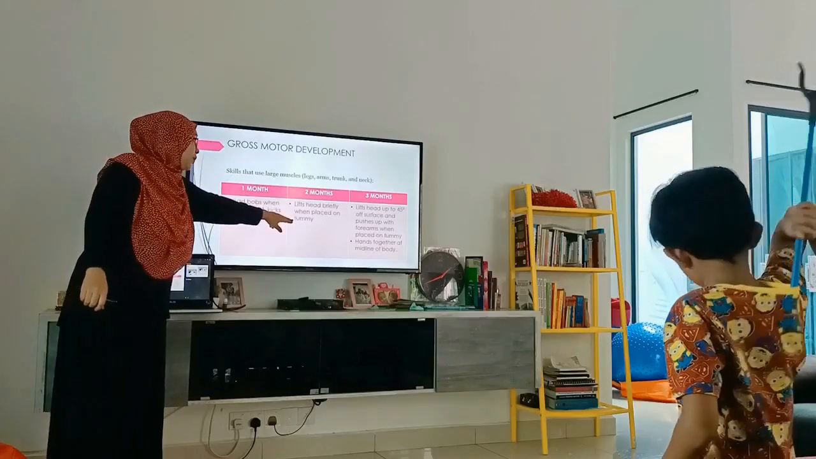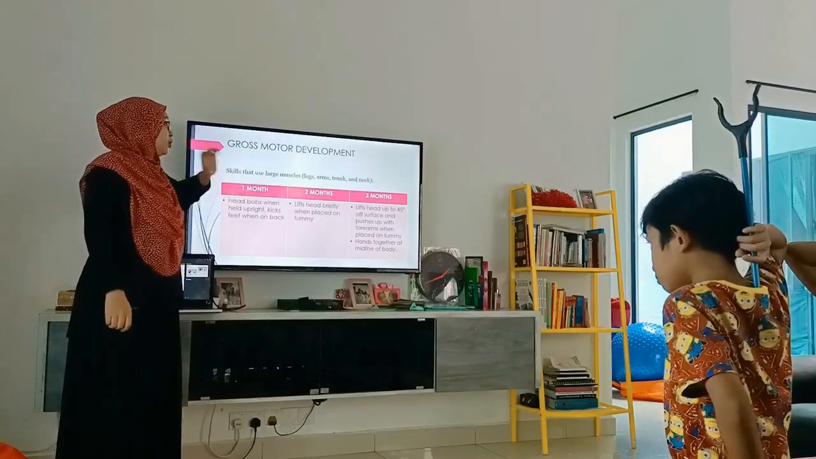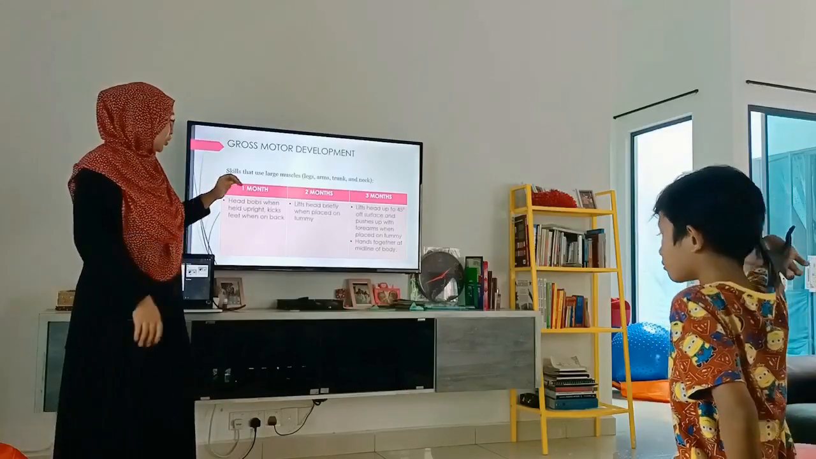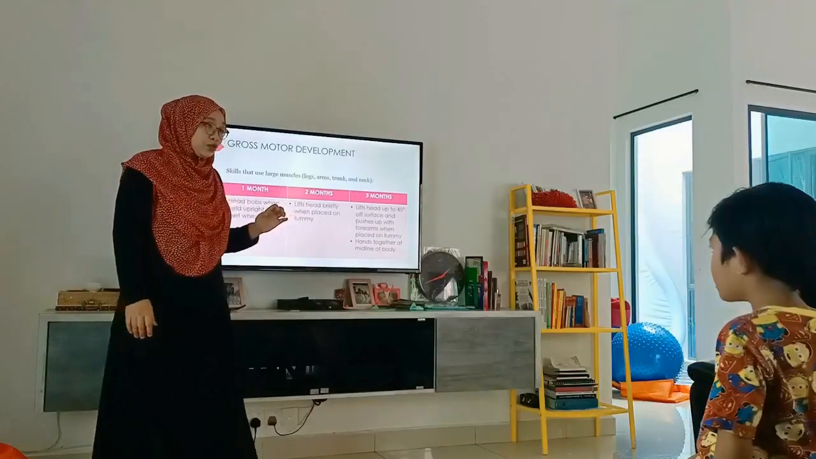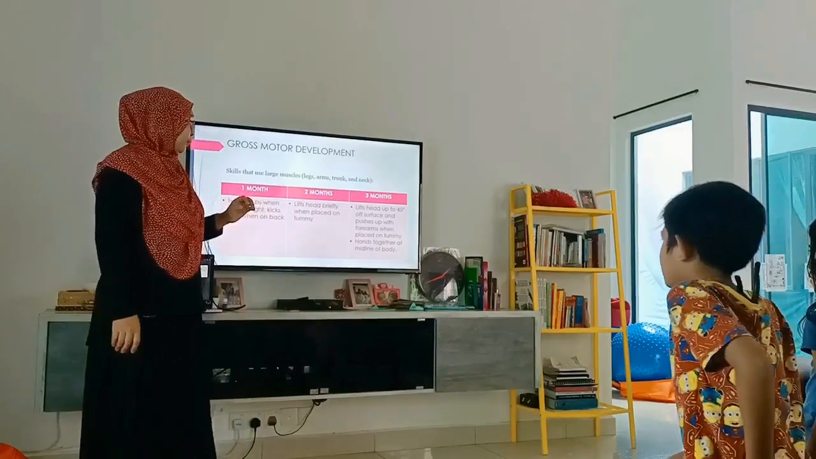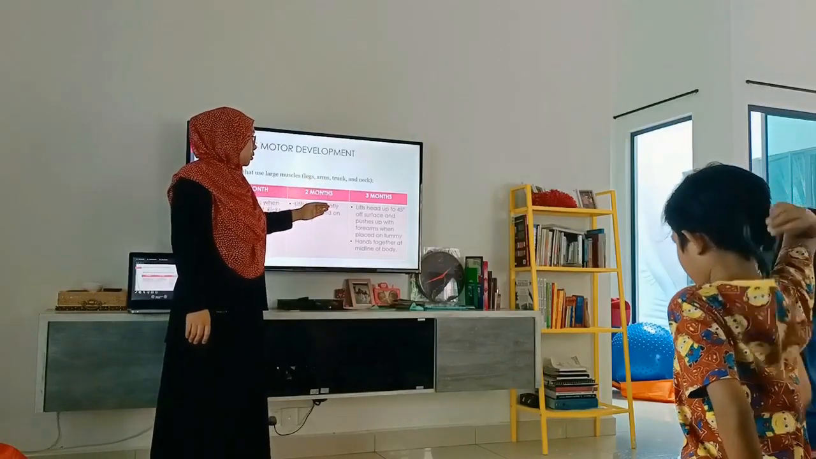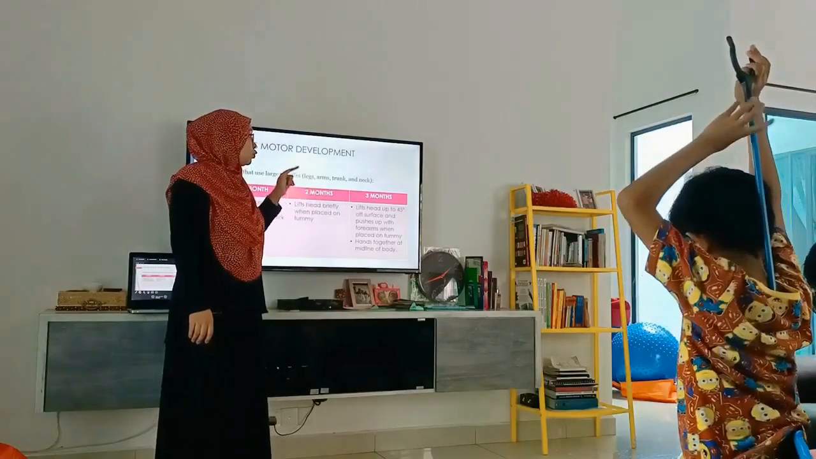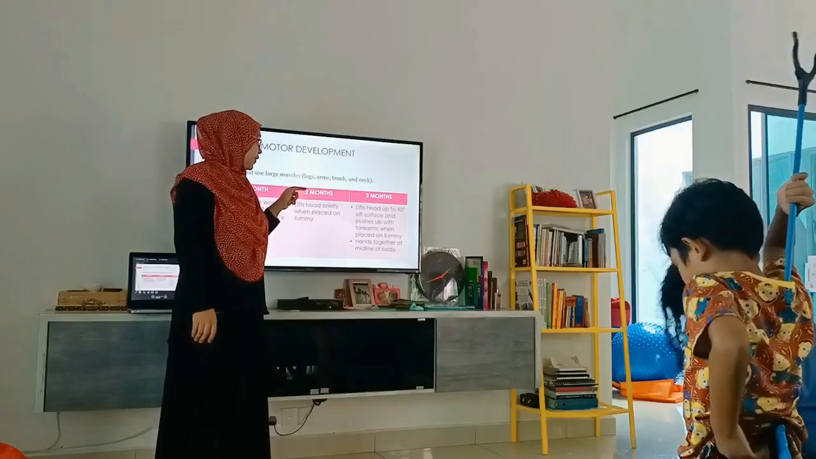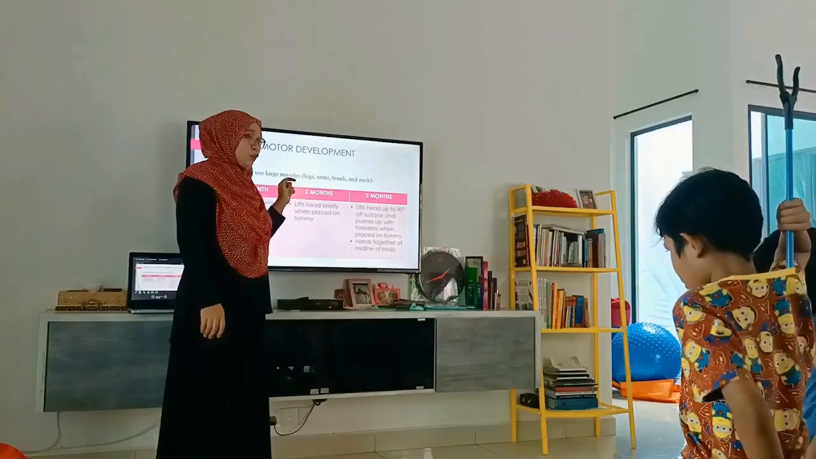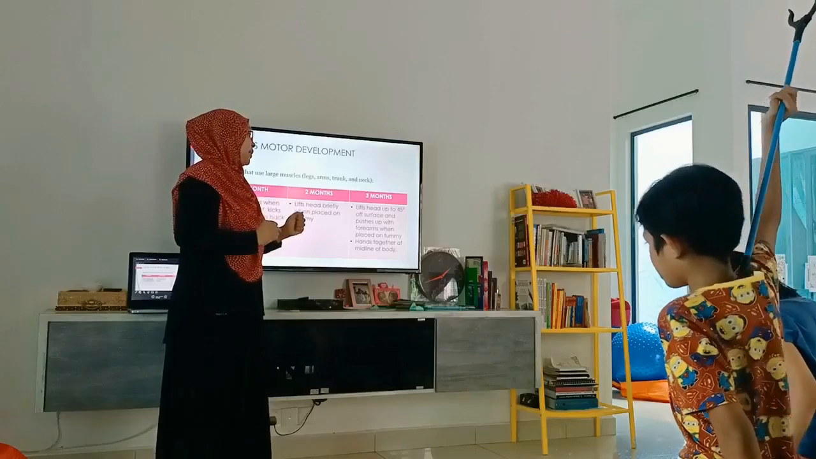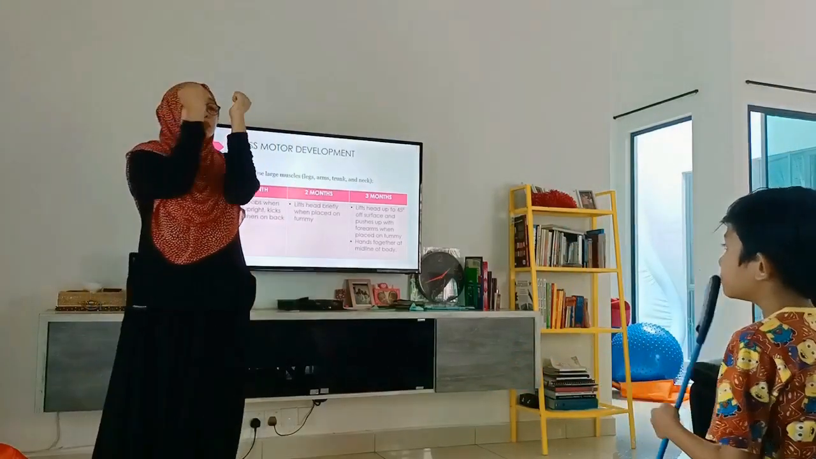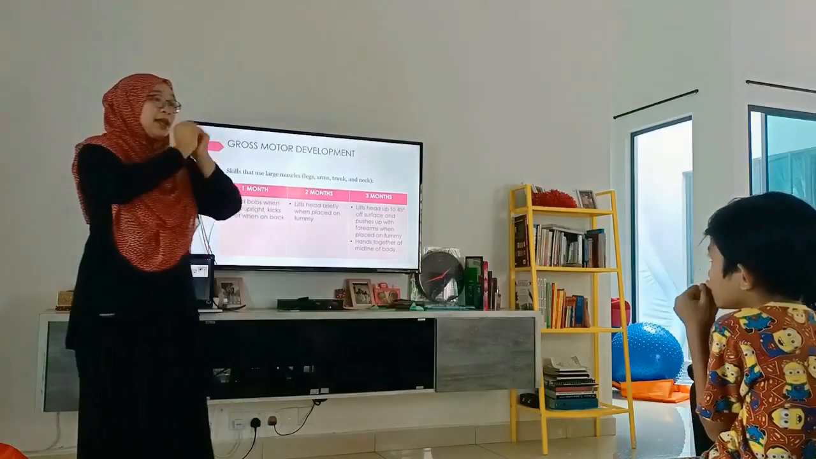Okay, for 2 months old baby, the baby will be able to lift head briefly when placed on tummy. When you do tummy time for your baby, the baby is able to lift a little bit of their head. On 3 months old baby, they get stronger. They can lift their head up to 45 degrees off the surface and push up with forearms when placed on tummy. Hands together, the baby will be able to put their hands together in the midline of the body.